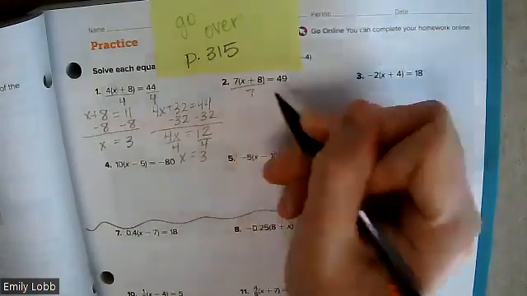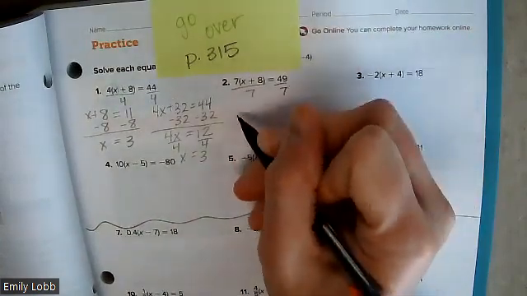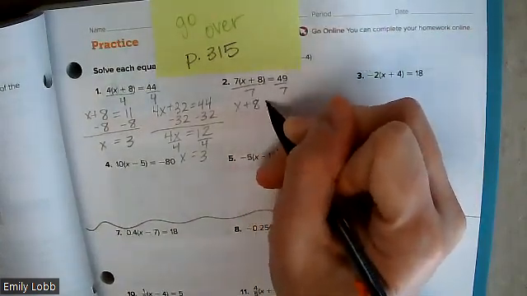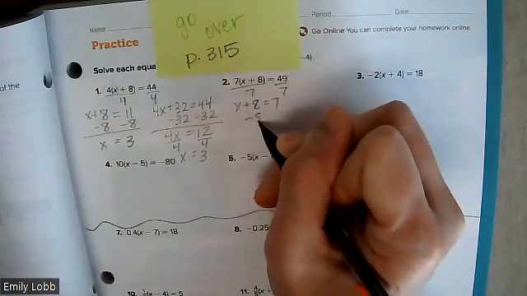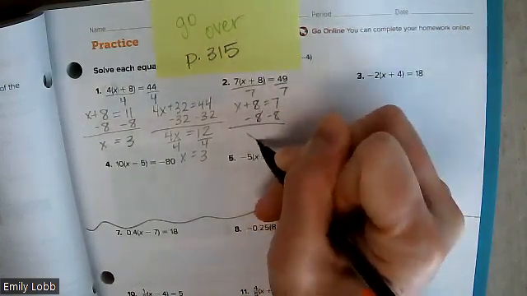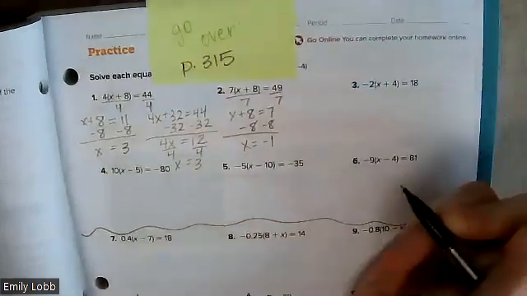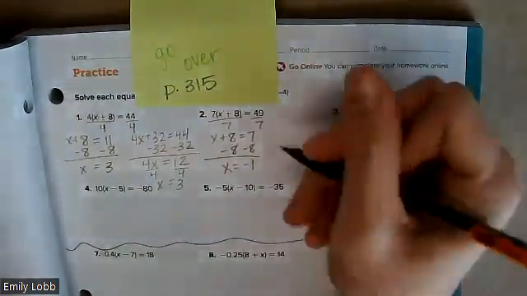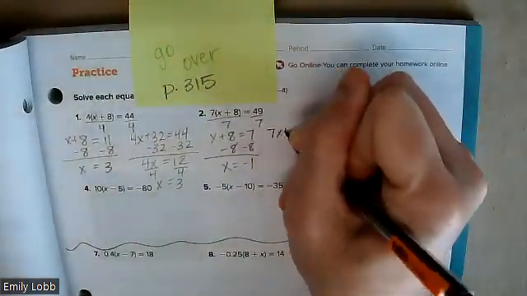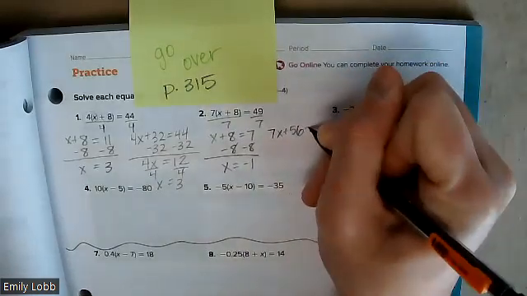Again, you can either divide both sides by 7. So x plus 8 is equal to 7. Subtract 8 from both sides. x equals -1. Or you could have distributed your 7 through.